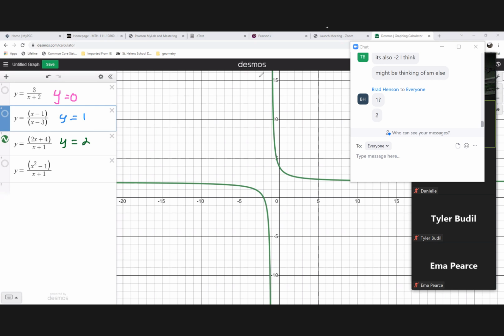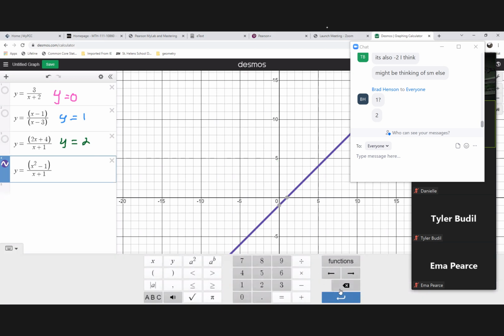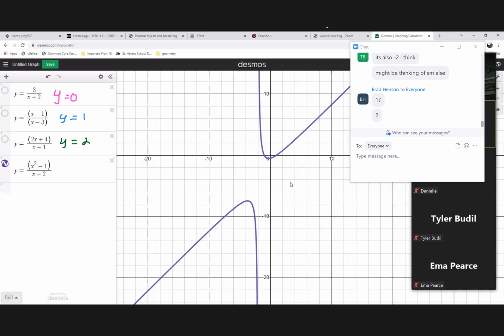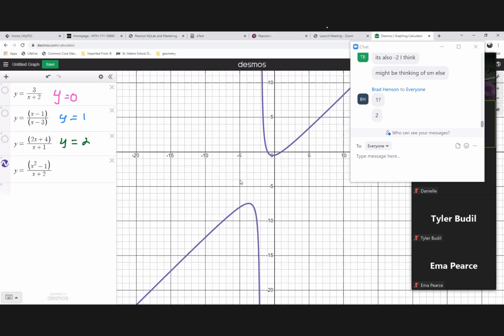So last but not least, I'm going to turn that off. Okay. Uh-oh. This is not very good. Oh, well, maybe it is. Oh, I see. Let me change this to a 2. And how to change it. There we go. So we change that to a 2. What about the end behavior of this one?